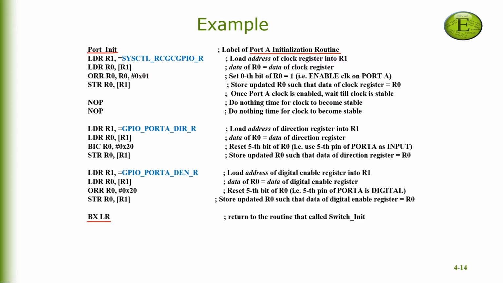The first instruction loads a number into register R1. This number is an address of the clock register. This is the clock register. When you put an equals to sign, it means that we are going to put the address of this clock register relative to the program counter. So the first instruction uses the program counter relative addressing mode, or the PC relative addressing mode, to put an address of the clock register into register R1.